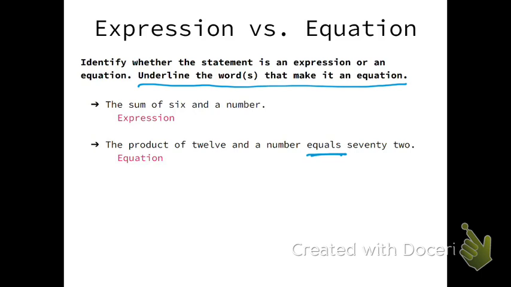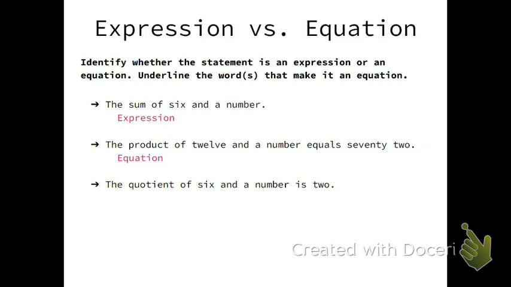All right, moving on here. Next up we have the quotient of 6 and a number is 2. This one is also an equation. And the key word here is the word is. So equals is a giveaway, is a giveaway. So whenever you see is, that means equals. Next, we have 8 added to a number. That one's just an expression. That would be x plus 8.